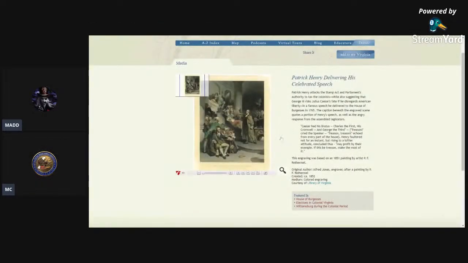Yeah, and I like the little excerpt it gives here. Caesar had his Brutus, Charles I his Cromwell, and George III... Treason, cried the speaker. Treason, treason, echoed from every part of the house. Henry faltered not for an instant, but rising to a loftier attitude, concluded thus: may profit be their example. If this be treason, make the most of it.